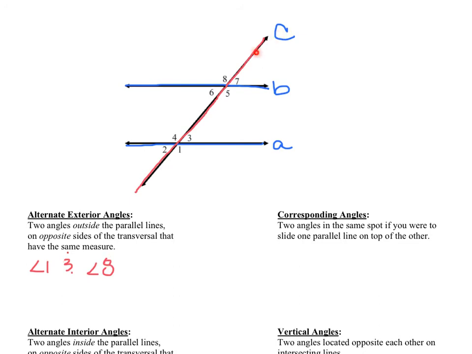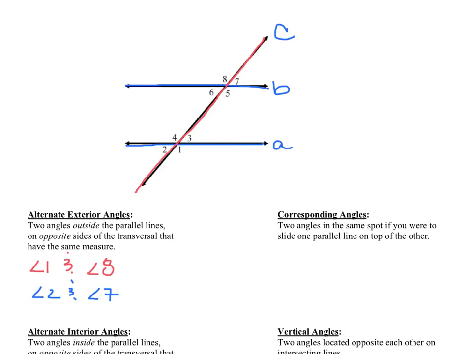They are on opposite sides of the parallel lines and outside, opposite sides of the transversal and outside the parallel lines. Angle 2 and angle 7 are also alternate exterior because they are outside the parallel lines and on opposite sides of the transversal. So angles 1 and 8 would have the same measure. Angles 2 and 7 would have the same measure.